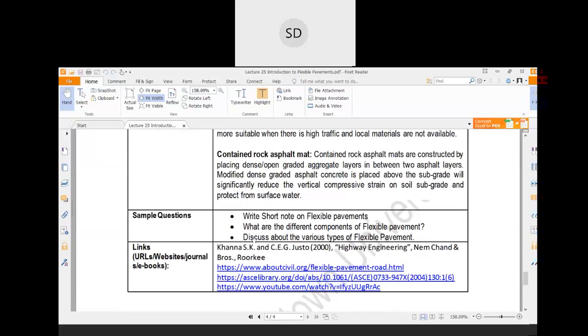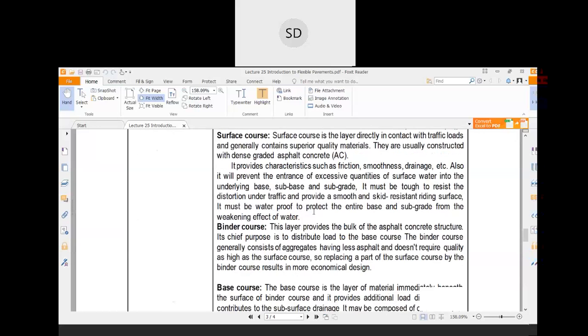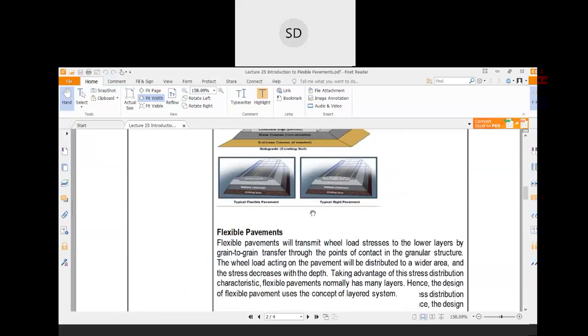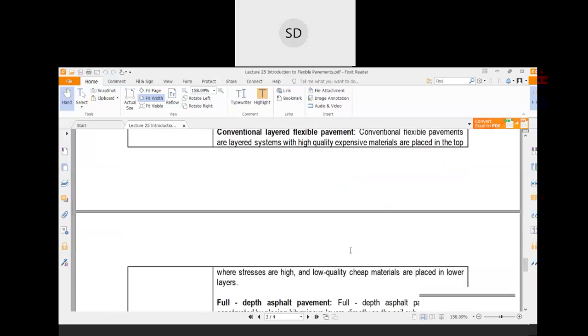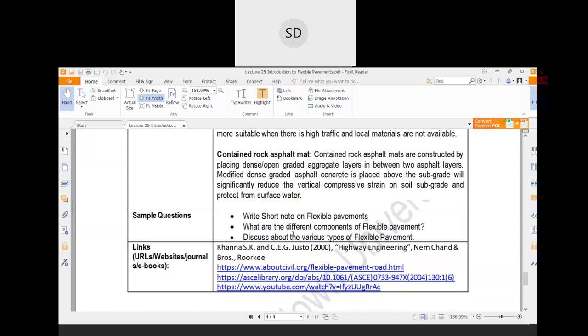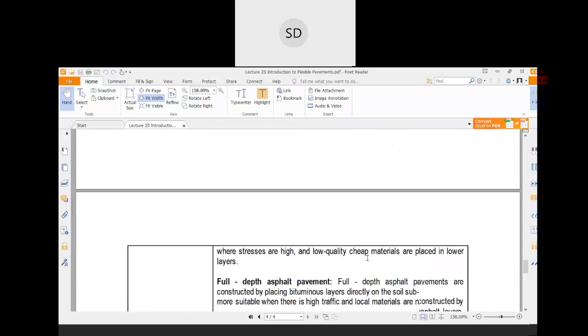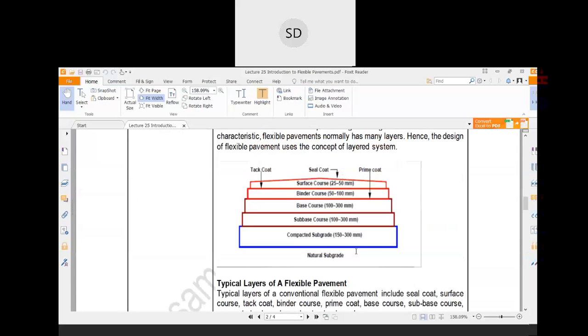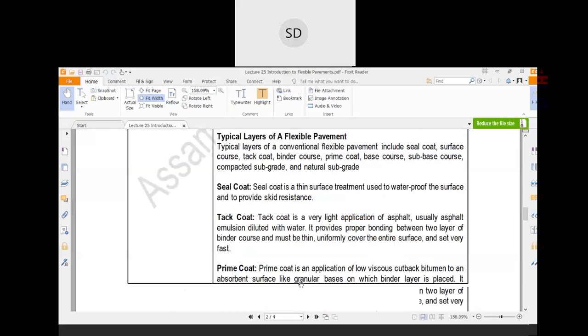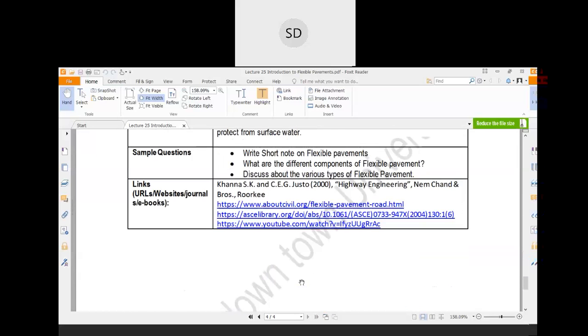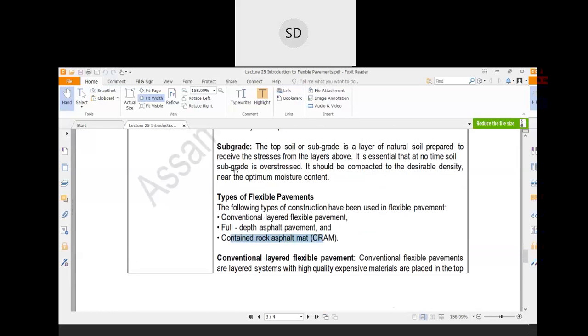Now about these questions: write a short note on flexible pavements. Here you have to write about the flexible pavement and its different layers along with the depth of each layer. Then, what are the different components of the flexible pavement? Again, this would be similar. These are the different components: surface coat, seal coat, prime coat, etc. And again, discuss the various types of flexible pavements. These are the types of the flexible pavement.